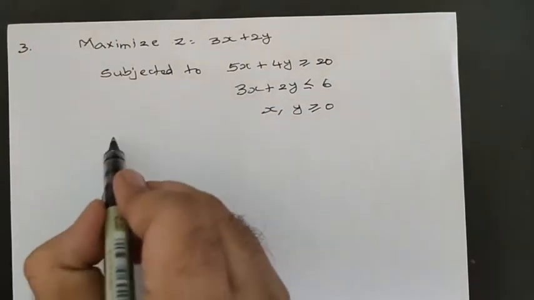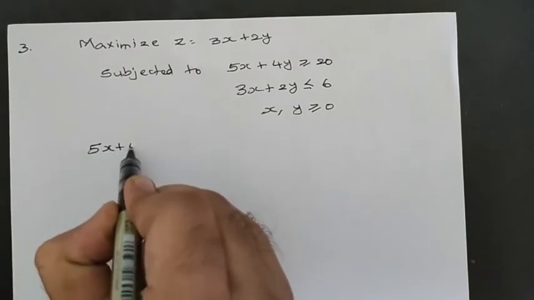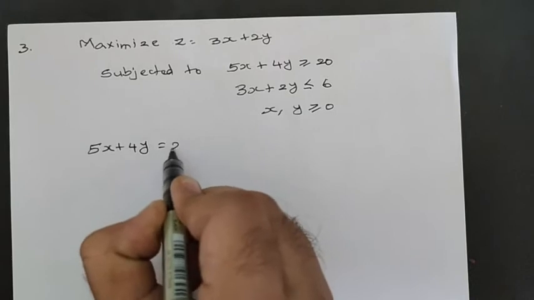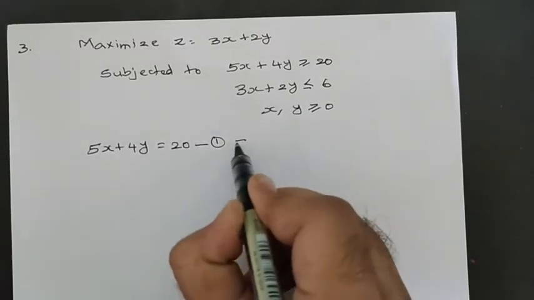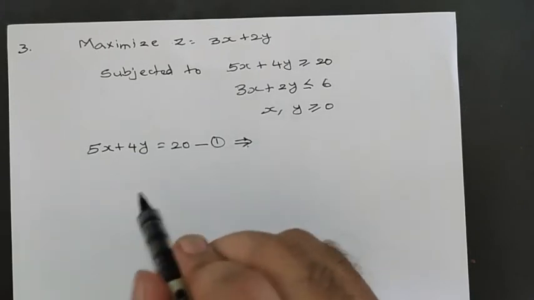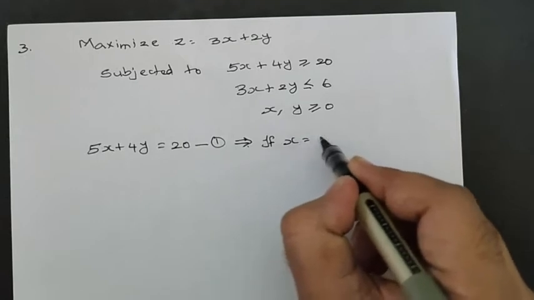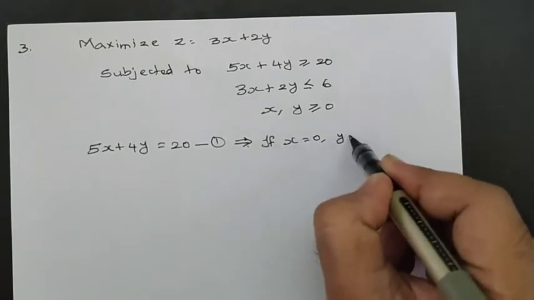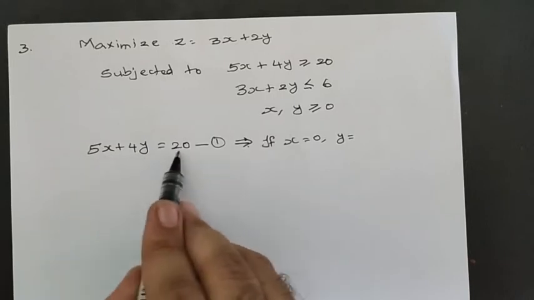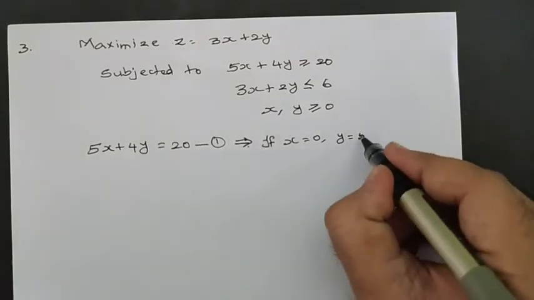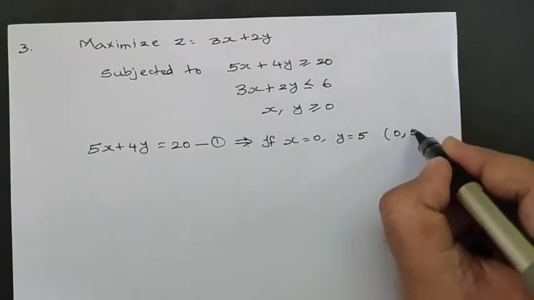So what is the first constraint? 5x plus 4y is equals to 20. This is equation number 1. Now I need to find the vertices of this equation. So if x is equals to 0, then what is the value of y? If x is 0 means 5x is 0. So 4y is equals to 20 and y is 5. So if you write that as vertices, x is 0, y is 5.